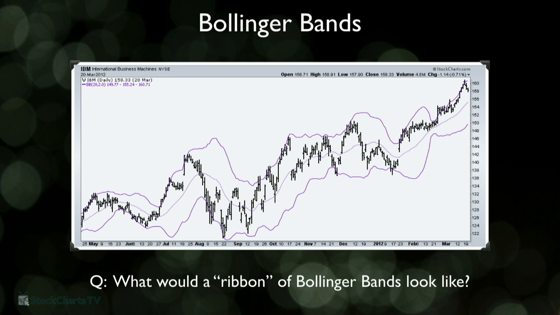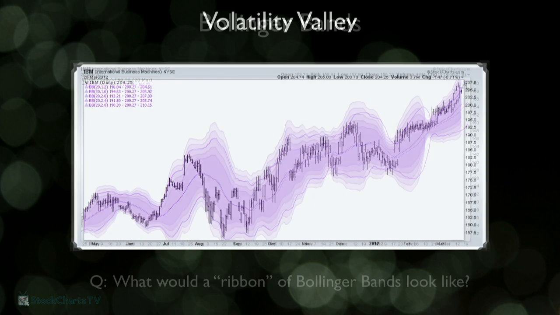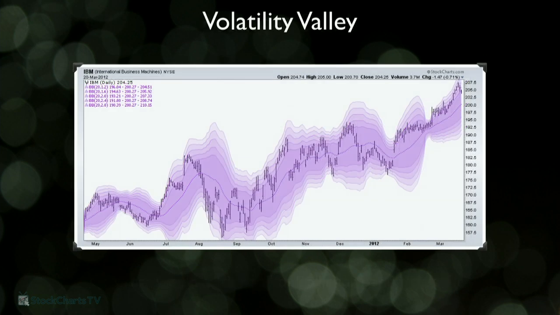My question to you before I show you the answer is, what would a ribbon of Bollinger Bands actually look like? And how can we set that up on our chart in such a way that it's not a big mishmash of lines going everywhere? Those are the challenges that we want to take on for the next couple of minutes. So, to give you the answer ahead of time, and then I'll show you how to construct it, this is something I'm calling, and I just made this up, frankly, the Volatility Valley.